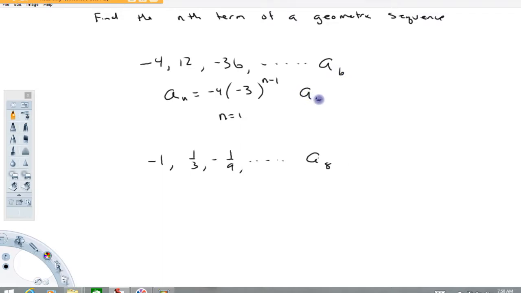All right, a6. How are we going to get that? We're going to take negative 4 times negative 3 to the 6 minus 1, which is 5. What I'm going to do here is just do the sign in my head. A negative number to the 5th power is negative, times another negative is positive. So this result is going to be positive, and then I'm just going to take 3 to the 5th power, multiply it by 4, and out comes positive 972.